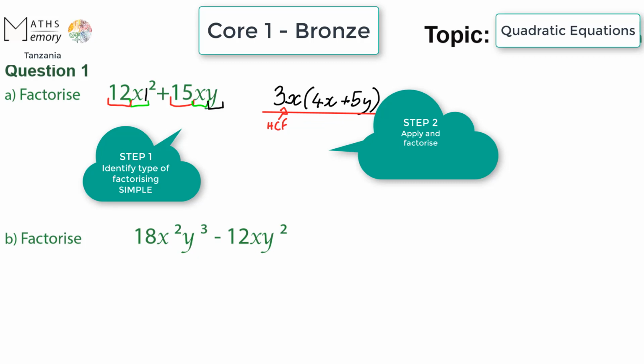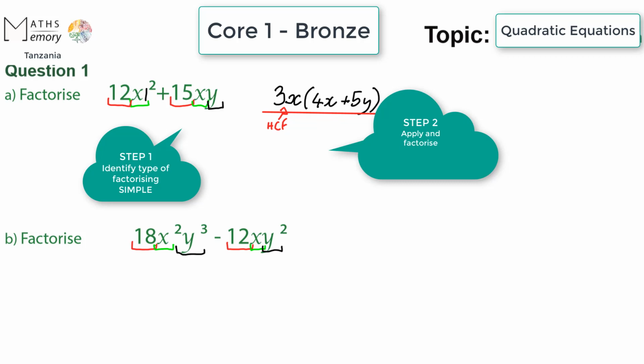So part B, factorize 18x squared y cubed minus 12xy squared. That sounds really complicated, but let's break it down again with what we taught you just now. So all the numbers, let's put a red box here. The x's, we'll put a green box, and then all the y's, we'll put another colored box. Let's call it black in this case. Here we go. Let's do the same thing.